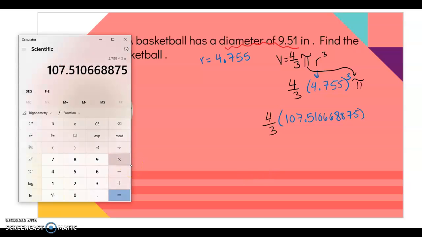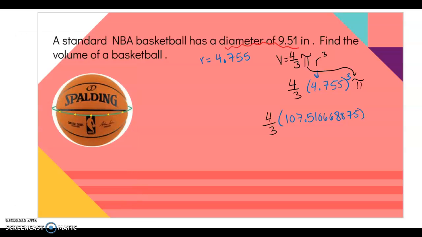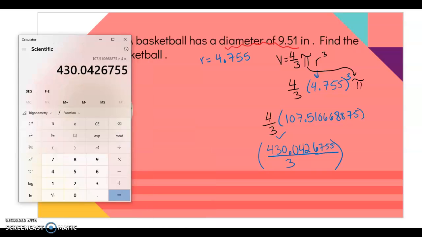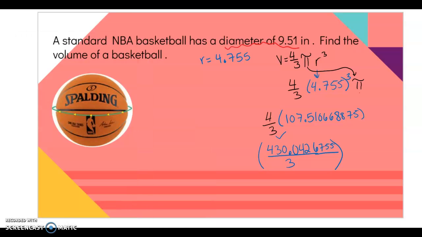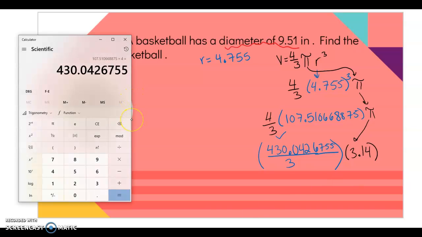Okay. Multiply that by 4, and you get a little bit smaller number, which is nice. So you get 430.042675. I know these are huge numbers, and I apologize, but I want to know exactly what it is. You know what I'm going to do? I'm actually going to multiply by 3.14 and then divide by 3. Why not? Let's mix it up a little bit. See if I get a little bit smaller number.